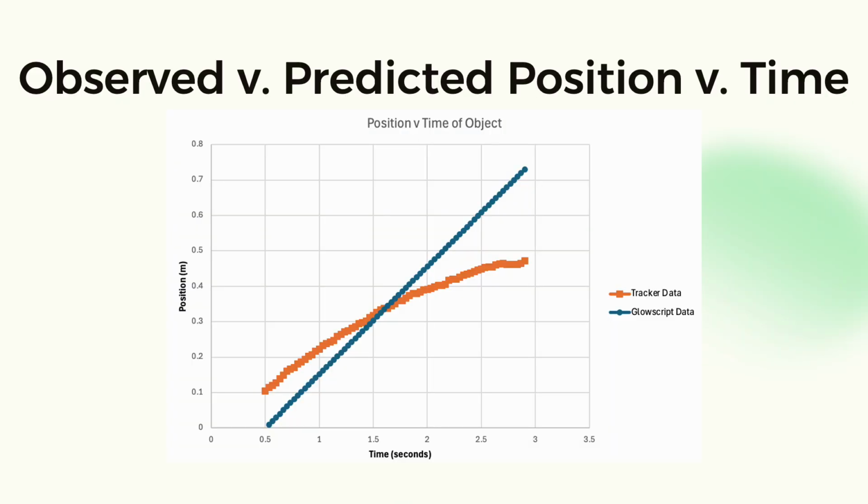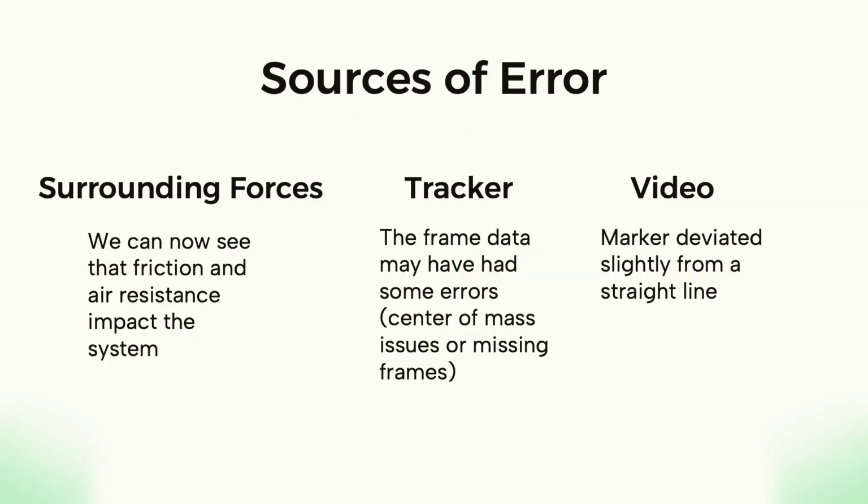So to discuss this a little bit, we see that our Glowscript data, like I said, was linear, but our Tracker data was not linear. So this means that some forces were definitely acting on the marker, because if they weren't, it should be linear as well. So maybe some sources of error were, like I just said, surrounding forces. So we now see that friction and air resistance do in fact impact the system. Also, Tracker may have had some errors with center of mass issues or missing frames. And for the video, the marker deviated slightly from a straight line if you were paying very close attention, so that might have impacted our results.